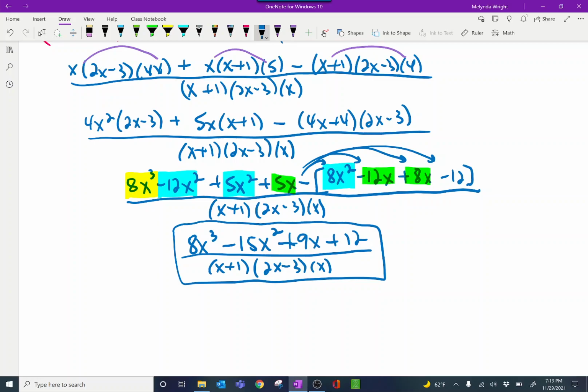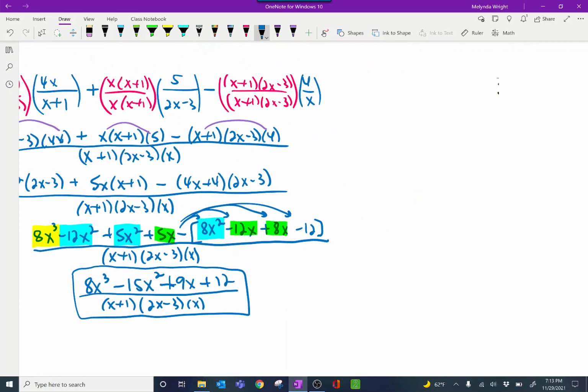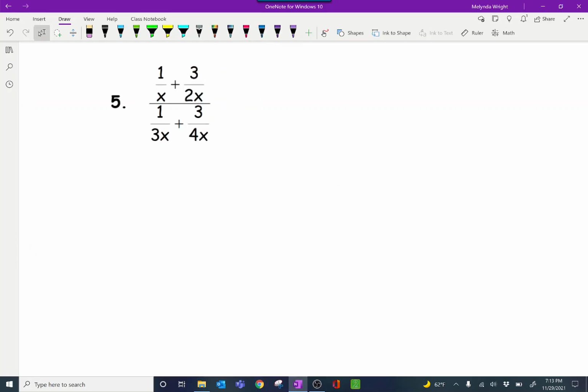Okay. All right, let's look at our very last problem on this lesson. It's a little bit crazy looking, but we're going to use some of the same strategies. It's a little bit crazy looking because it's a complex fraction. I have fractions on top of fractions, but we're going to deal with it by dealing with the numerator and the denominator separately and then doing our division thing that we learned in the last lesson.